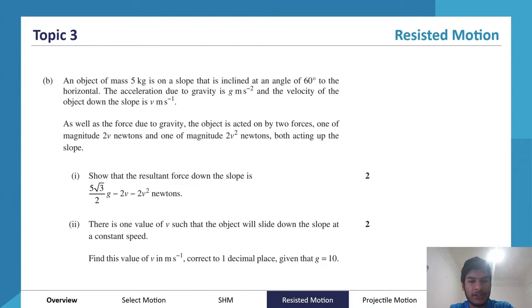And part 2 is the slide down at constant speed. That's just solving for it. So we've got the resultant force, we can look for the acceleration, and look for the specific value of v at which the speed is constant, which is where acceleration is 0.